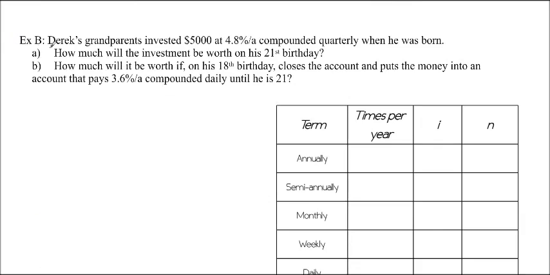So here we have example B. Derek's grandparents invested $5,000 at 4.8% per annum, compounded quarterly when he was born. So we want to know what that means. Oh, I actually haven't written it into the chart.